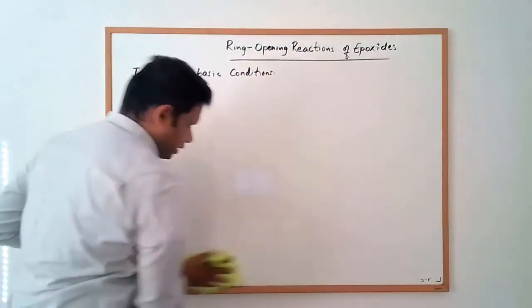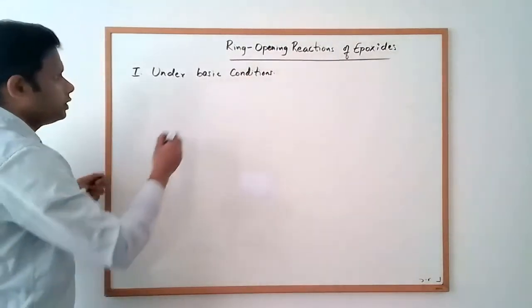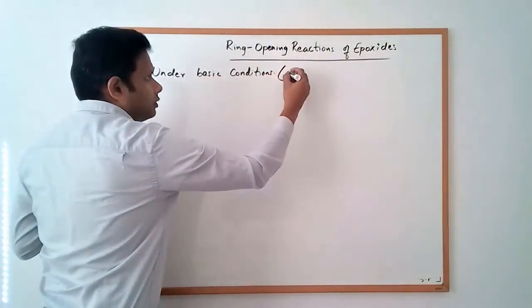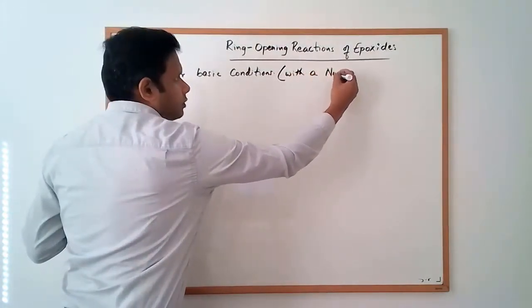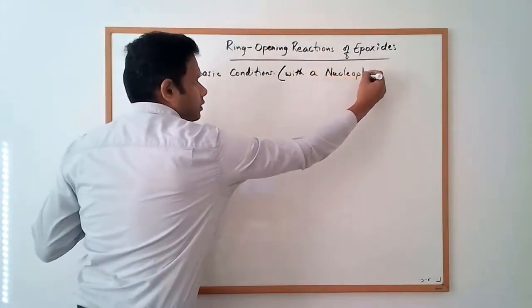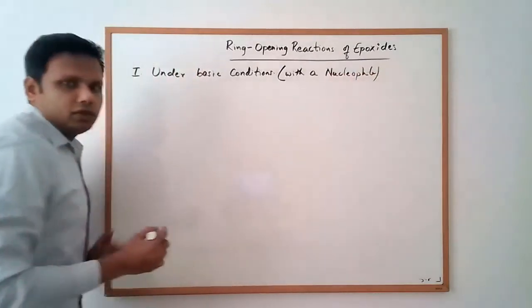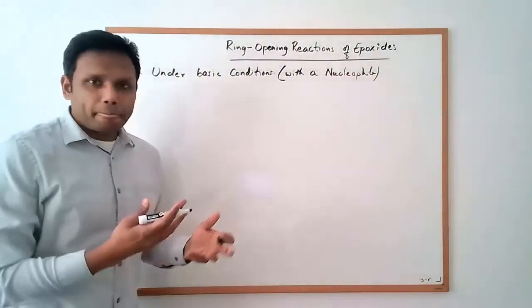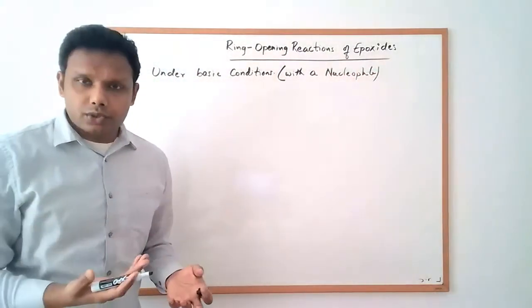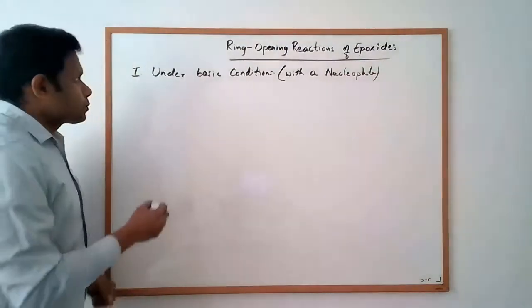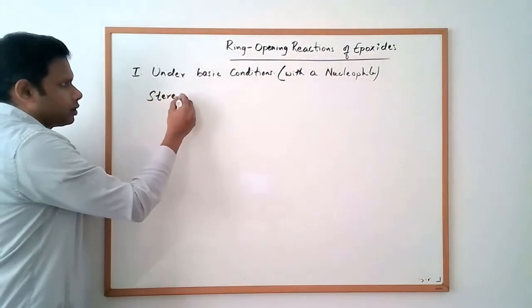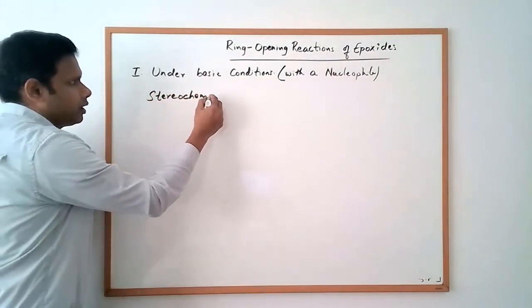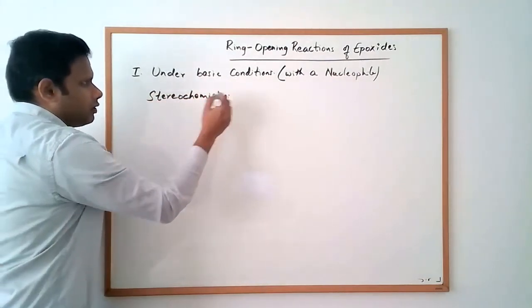And in case this is confusing, read the basic conditions as with a nucleophile. It's an attack with a nucleophile because your strong nucleophiles are usually strong bases. The second aspect of this attack that we are going to talk about is the stereochemistry of the attack.